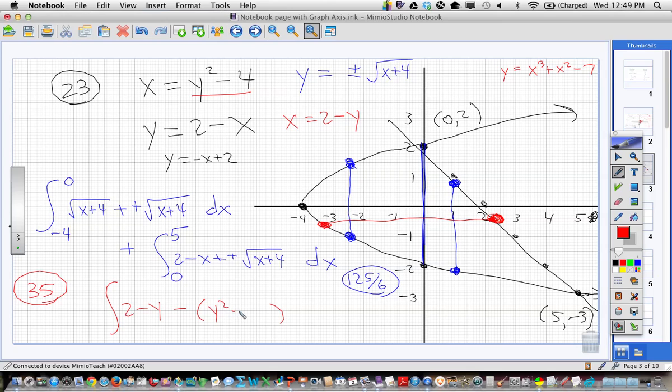y squared minus 4. And then those strips fill this space from -3 up to 2, right? The y values from -3 up to 2, the strips fill the space. You type that in, and you should get 125 over 6.